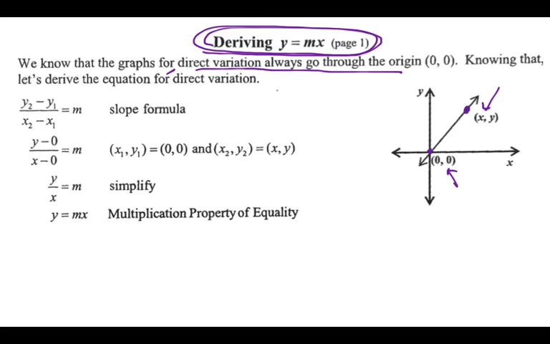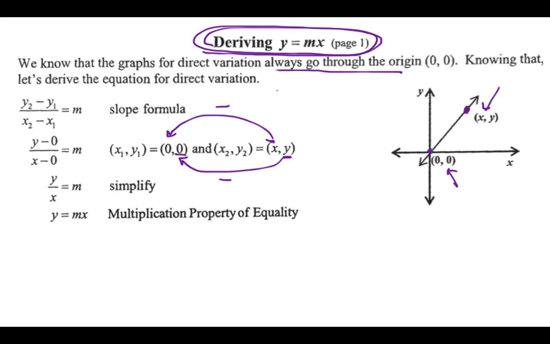The other point, I have no clue what it is, so I'm going to call it x, y, because it's an x-coordinate and a y-coordinate. We're going to take these 2 points, 0, 0 and x, y, and stick them into the slope formula. So I have my second y minus my first y, and I have my second x minus my first x. So y minus 0 over x minus 0.